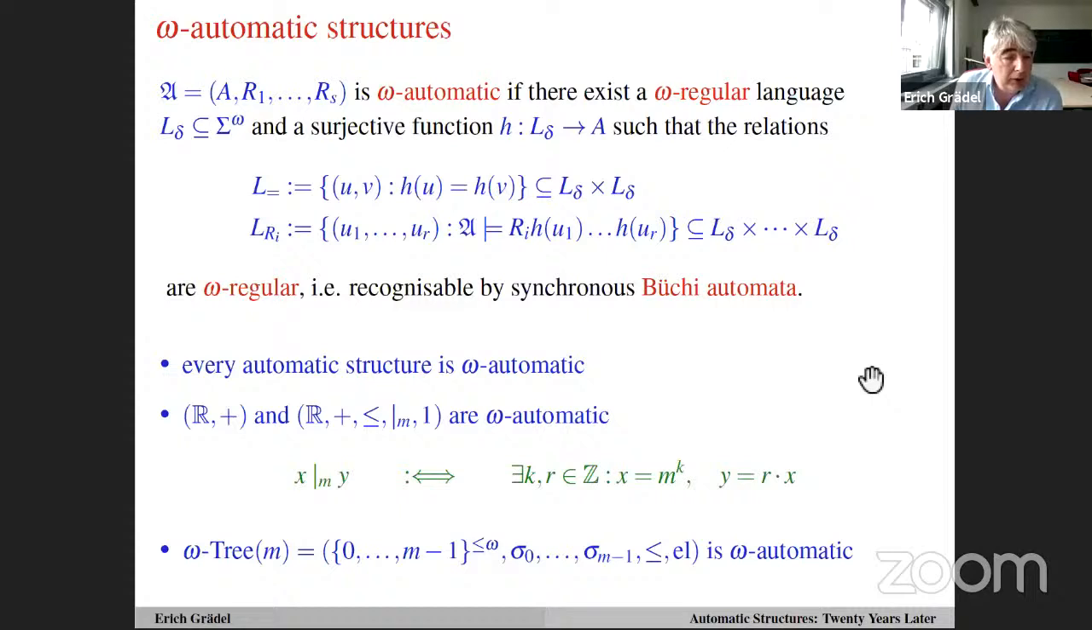Also, the tree structures can be expanded to omega tree structures, where we take not just the finite words, but the finite and the infinite ones. We still have successor relations, obviously defined only on the finite words. We have the prefix relation, which can relate both finite and infinite words, and again, the equal length predicate. Again, it is not difficult to see that this is an omega-automatic structure.